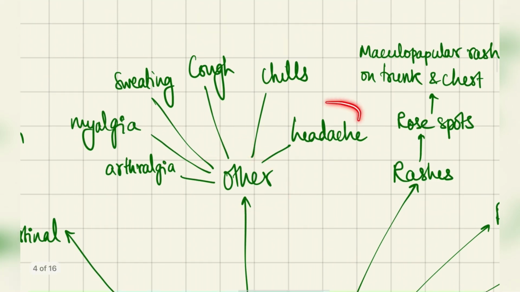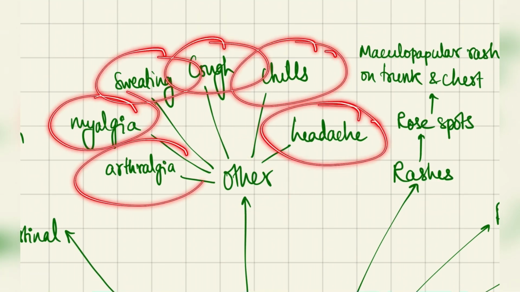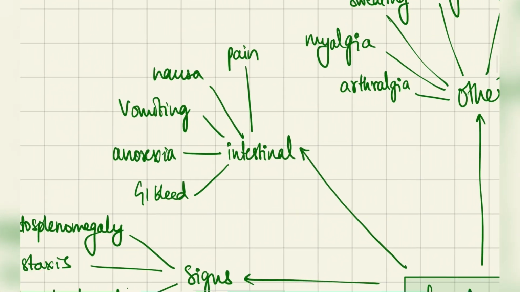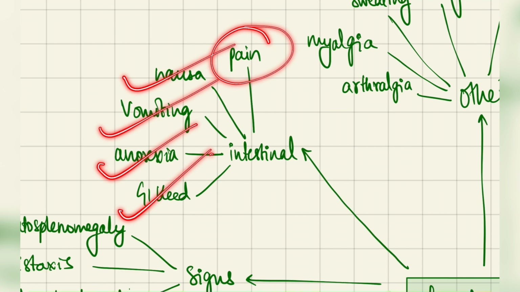Other symptoms: headache, chills, cough, sweating, myalgia, arthralgia, basically whole lot of pain, headache, pain in the head, sweating, pain in the muscles, pain in the bones, everywhere it hurts, coughs, chills, you're just not well. Those are the other symptoms. Your intestine is also not working properly. You got pain there, nausea, vomiting, anorexia, GI bleed.